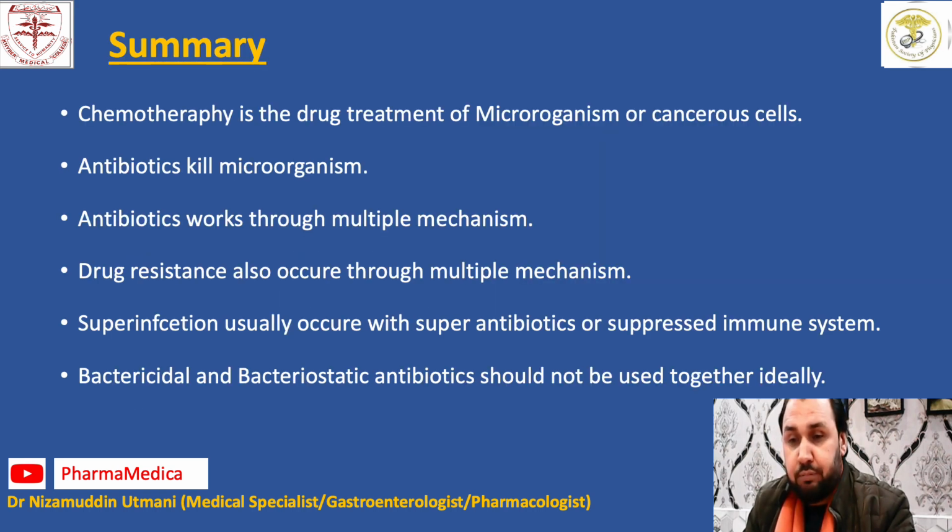So with this, I came to the end, and this is the summary. Chemotherapy is the treatment of disease with drugs that act on microorganisms. Antibiotics kill the microorganism. Antibiotics work through multiple mechanisms जो मैंने explain किया. Antibiotic resistance developed through multiple mechanisms, already मैंने explain किया. Super infection वहाँ पे आती है जहाँ पे आप super antibiotic use करते हैं.